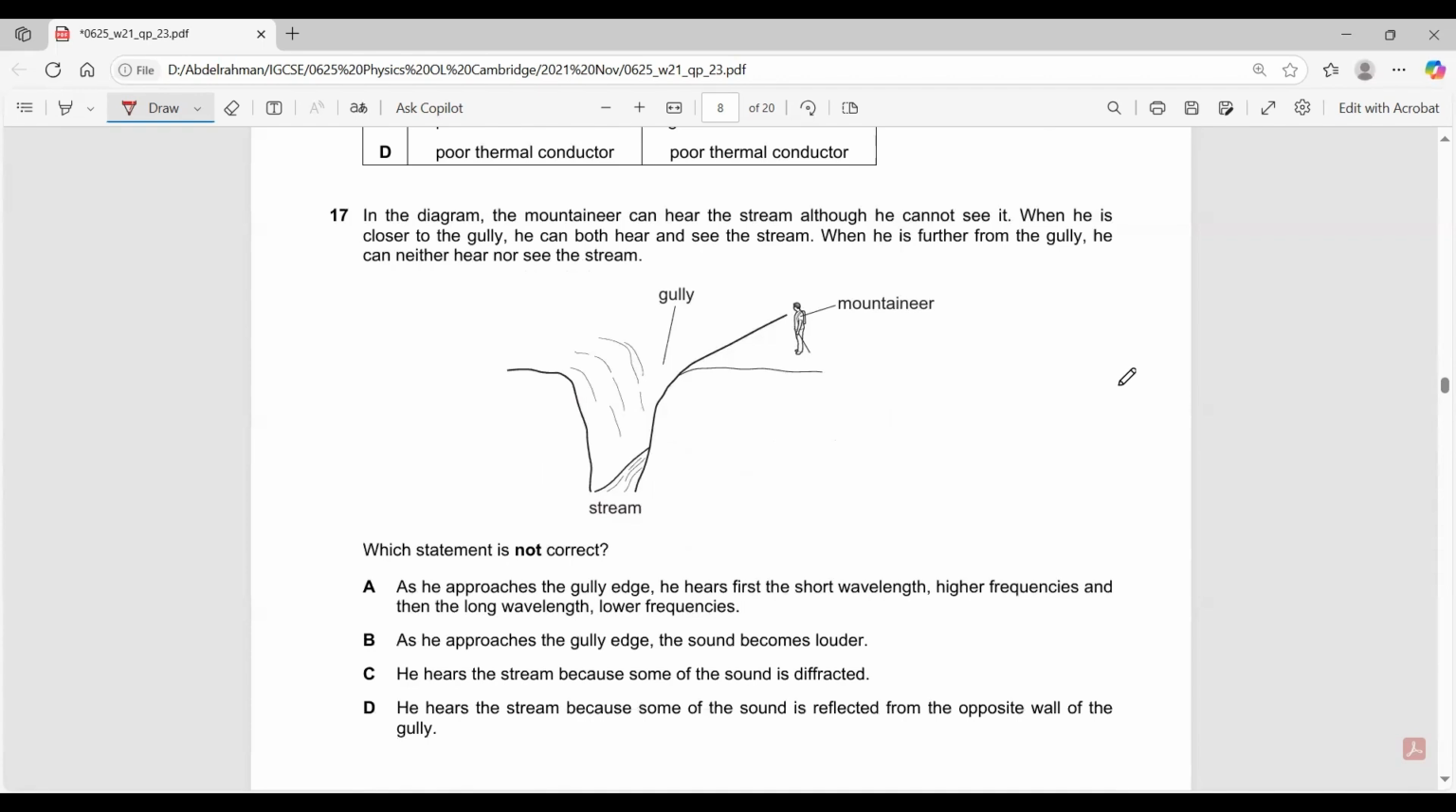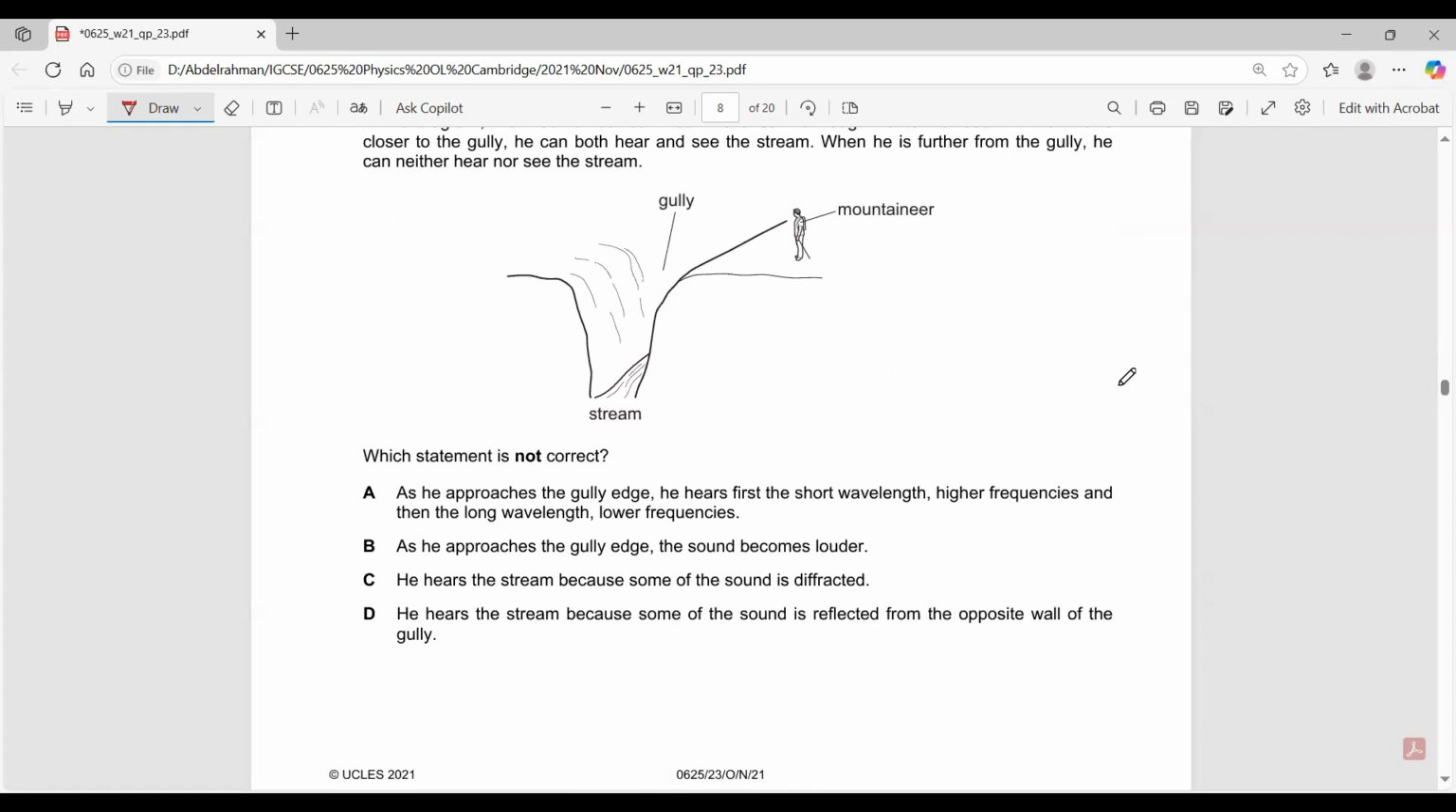Question 17. Diagram. The mountaineer can hear the stream, although he cannot see it. When he is closer to the gully, he can both hear and see the stream. When he is further away, he can neither hear nor see the stream. Which statement is not correct? Again, which statement is wrong?